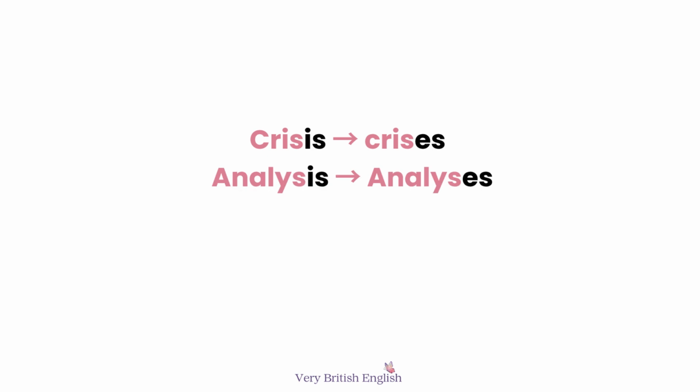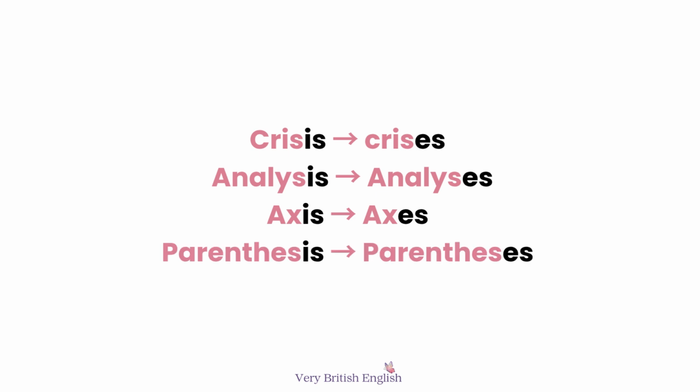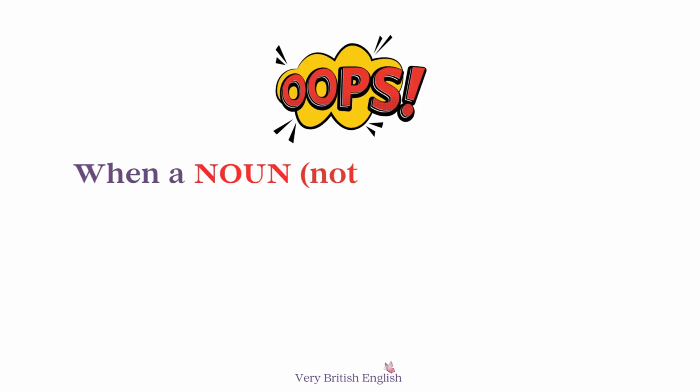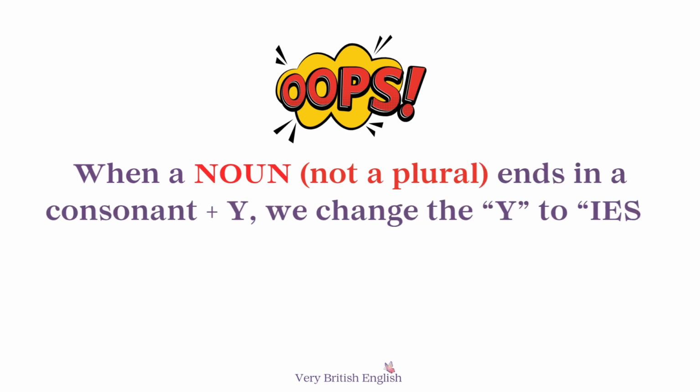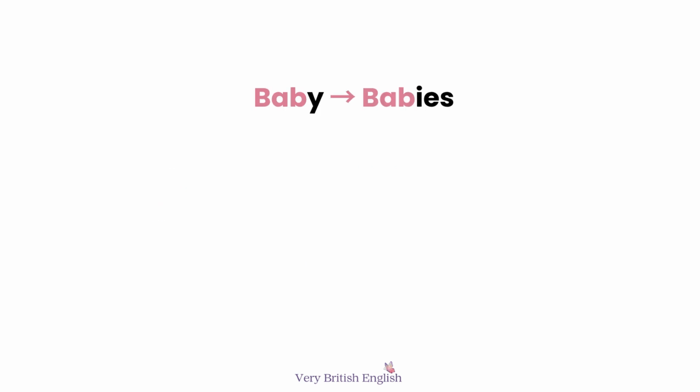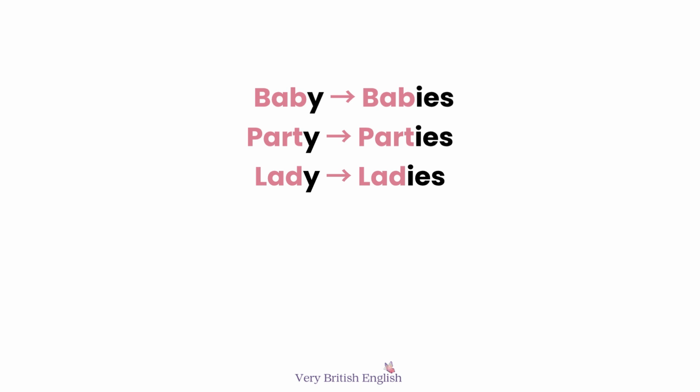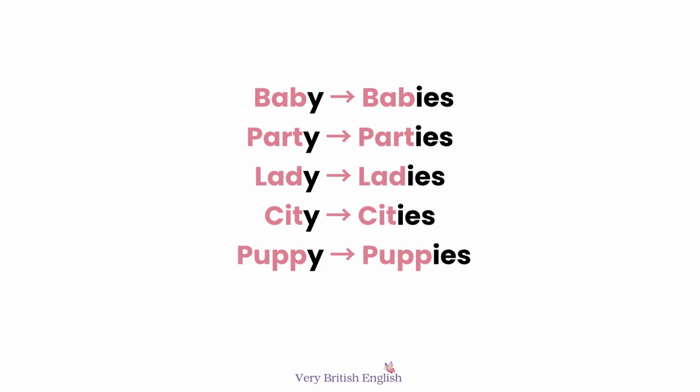Analysis, analyses. Axis, axes. Parenthesis, parentheses. And when a noun ends in a consonant plus y, we change the y to ies to make it plural. For example, baby, babies. Party, parties. Lady, ladies. City, cities. Puppy, puppies.